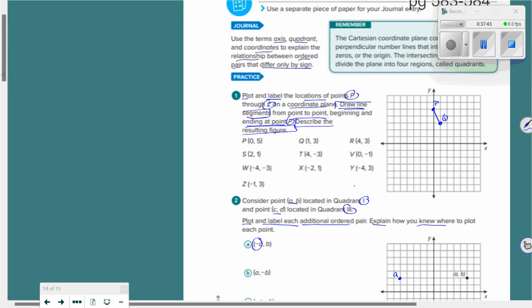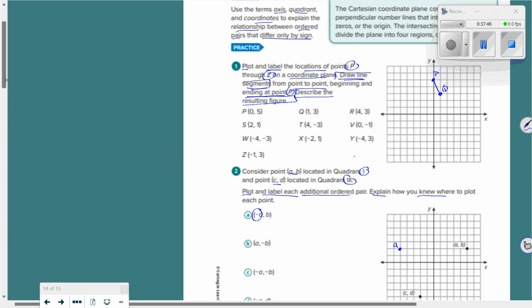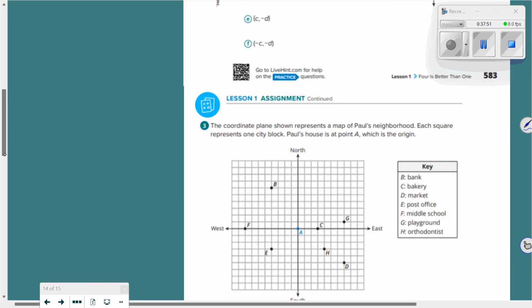Nope, wrong one. Not the A. That's just point A. That's the question part.